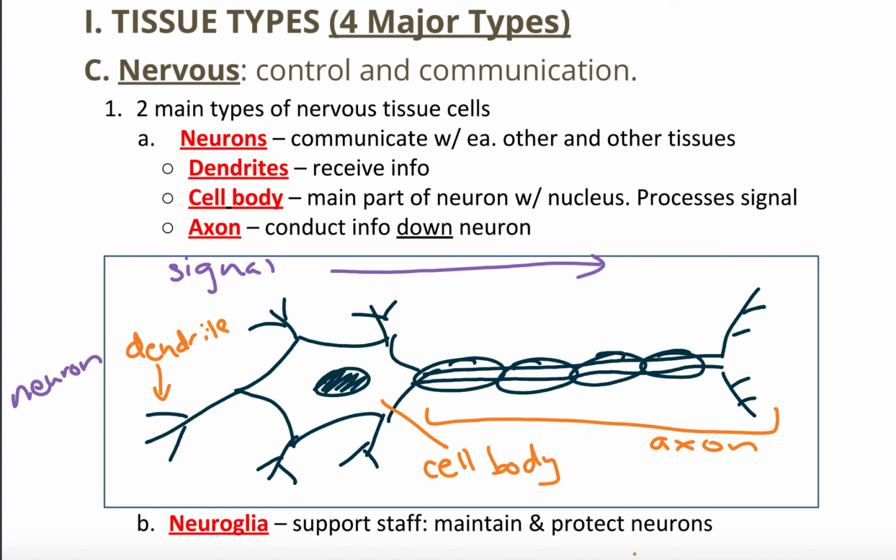Kind of a helpful way to remember the order, it's the ABCD backwards. So ABCD or DCBA. So dendrite receives the information first, the cell body receives it next, and then the axon sends it out of the neuron to the next part.